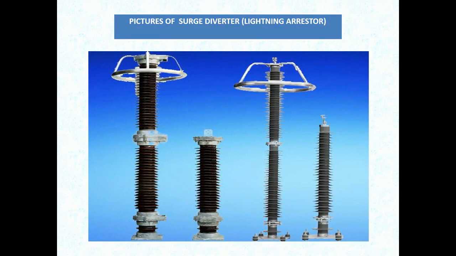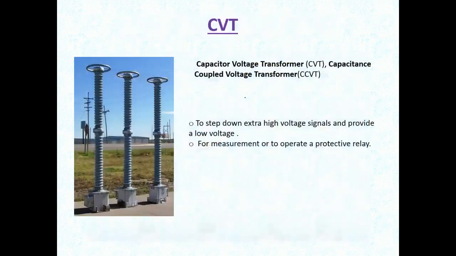How does a lightning arrestor work? This is one type, based on the number of discs available. You can use the lightning arrestor. This is also a lightning arrestor for high voltages. This is the guard ring. One video I also made on this channel: what is a lightning arrestor and how it works.